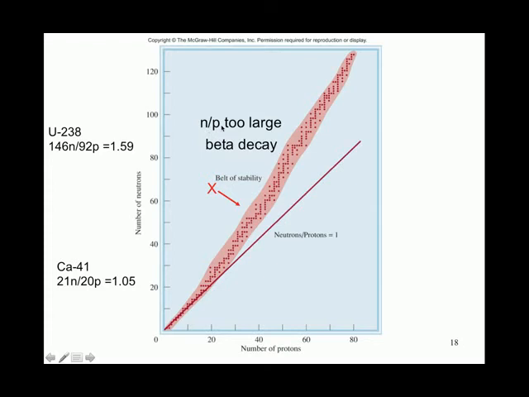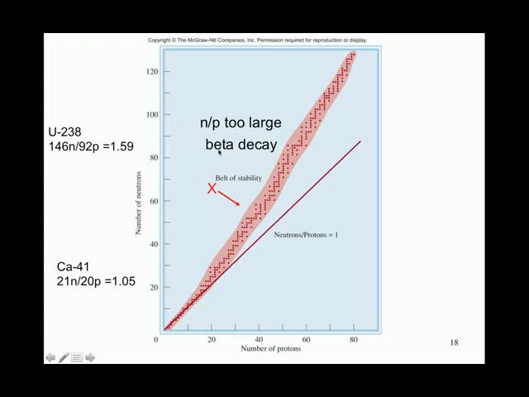So if it's too large, it has to increase the number of protons and decrease the number of neutrons. And when a beta particle is emitted, that's exactly what's happening. So you can sometimes predict whether a radioactive nucleus will emit an alpha or a beta particle.